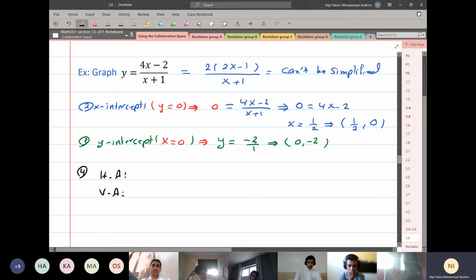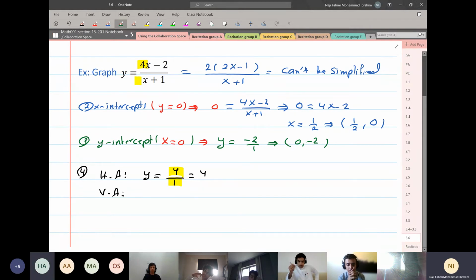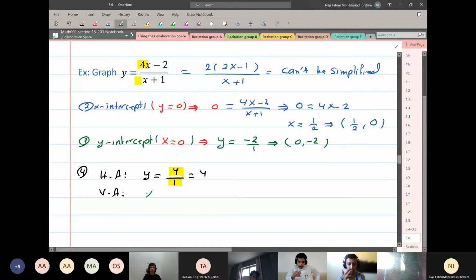Now, can you tell us what's the horizontal asymptote in this function? y equals 4. That's right. How did we find that? 4 over 1 equals 4. Thank you very much. Can you give us the vertical asymptote? Yes, I can. The vertical asymptote equals x plus 1, so x equals minus 1. Thank you.